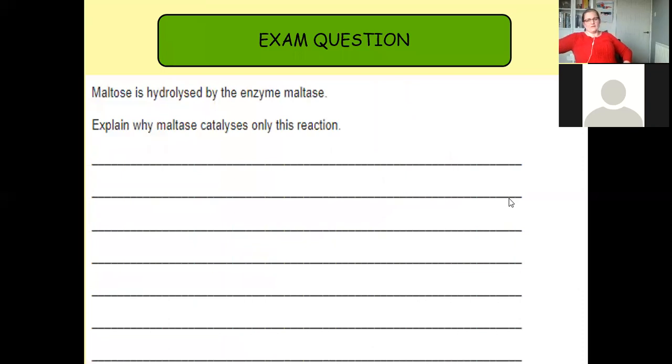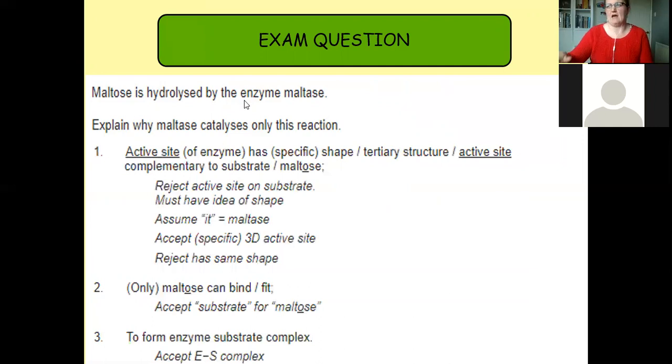Again, another example of the exam question for this. Maltose is hydrolyzed by the enzyme maltase. Explain why maltase catalyzes only this reaction. This is where we start joining in some of our enzyme theory and our information about digestion and enzymes. So here, you basically want to talk about the fact that its specific active site has a specific shape.